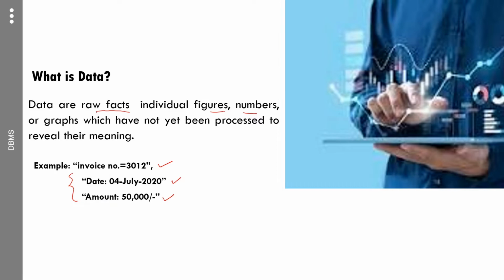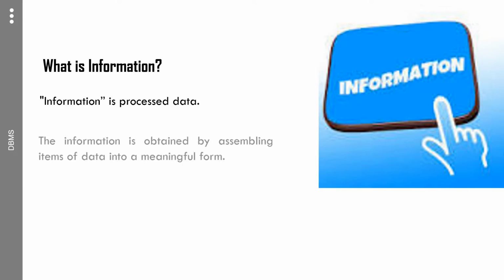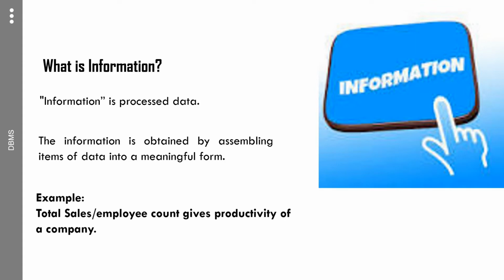So what is to be done? We need to convert this data into information. So what is information? Information is processed data. That means you have taken some raw facts, you have processed them and you have generated information. So information will be obtained by assembling different items of data and it will be presented in a meaningful form. Understood?